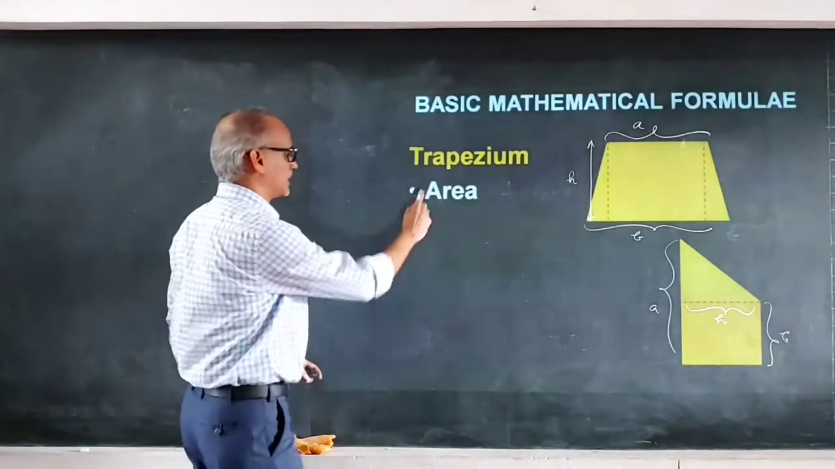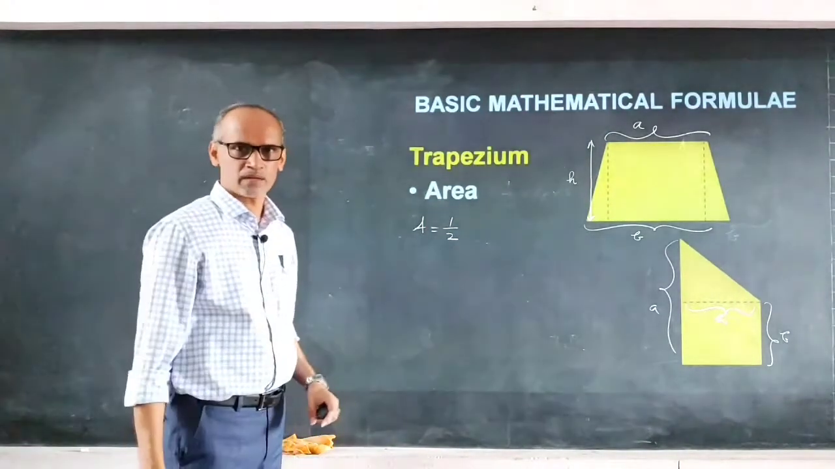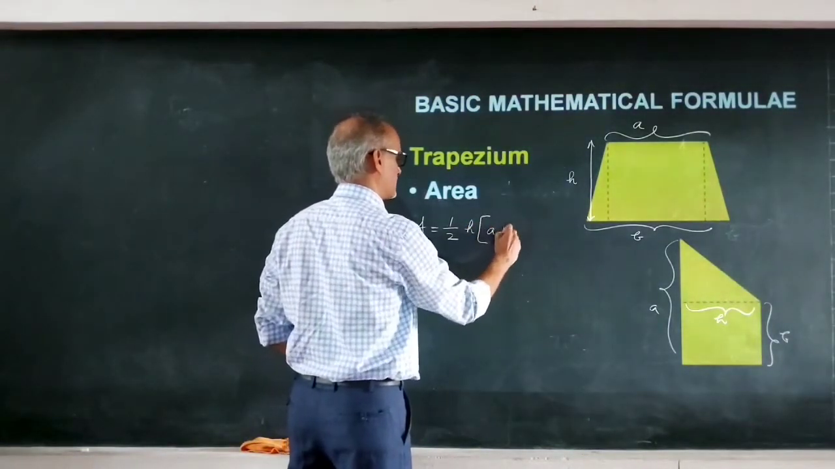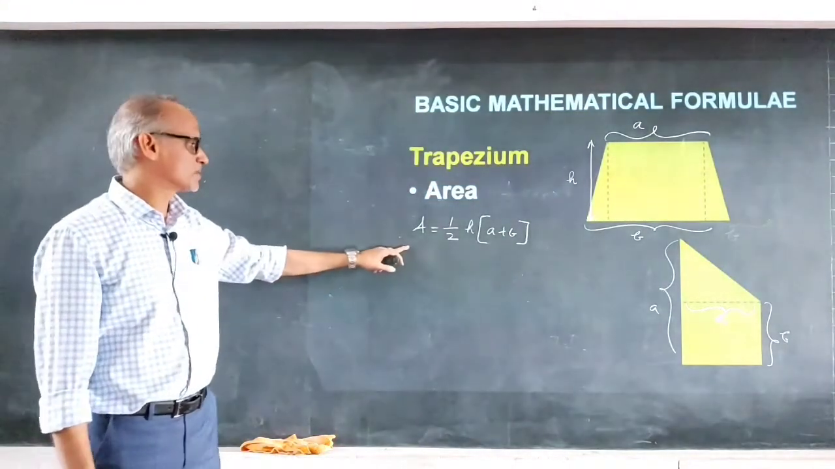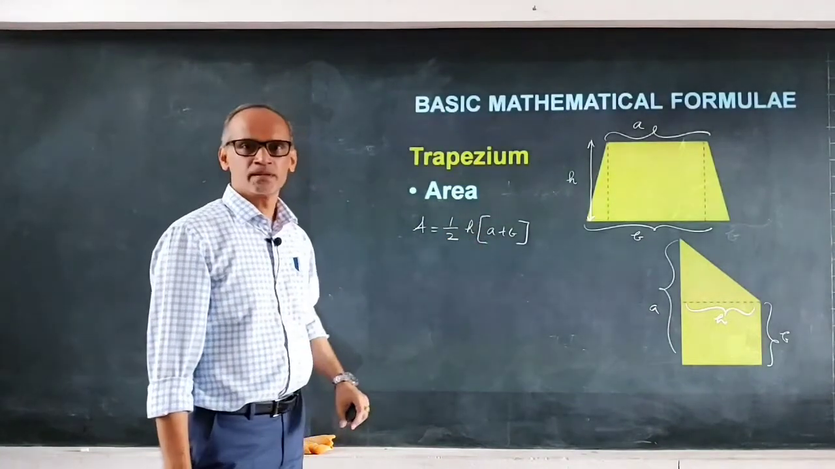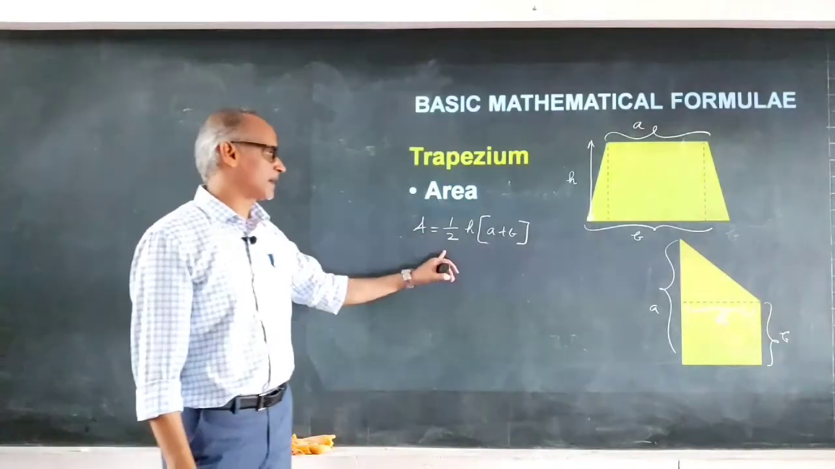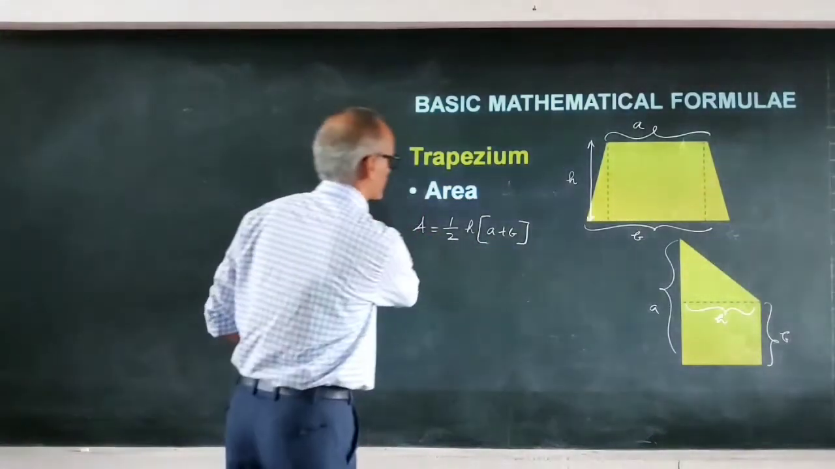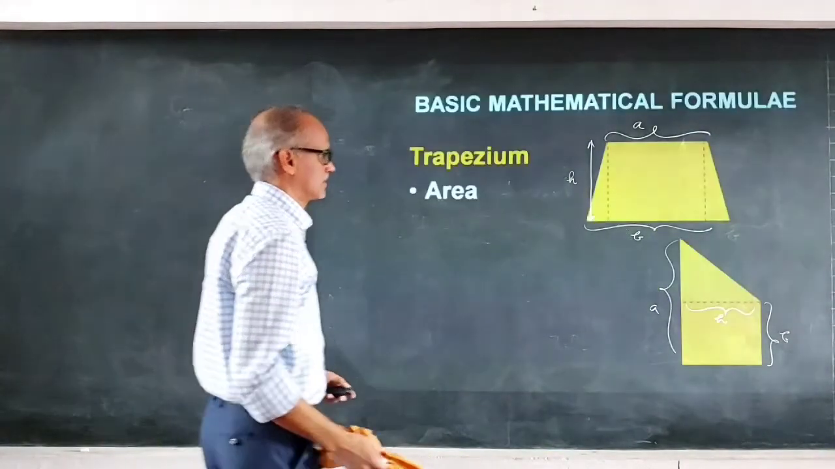And now the area of the trapezium is equal to half into H, which is the height, and then the sum of the parallel sides, which is A plus B. So half into H into A plus B. Clear? So that's the area of the trapezium. It's half into height into sum of the parallel sides.